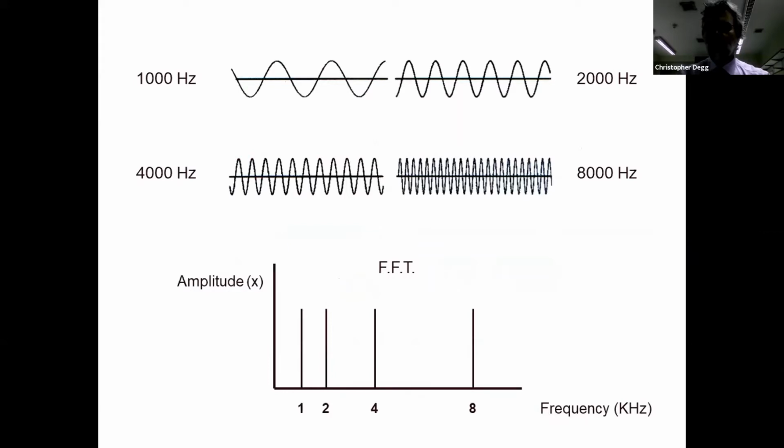We can express sound as frequency. So how often do you get these waves of rarefaction and condensation? And we can also express that in this graph called a fast Fourier transform. And so for each of these different frequencies, we have a single line based on frequency and amplitude. So that's how you can express sound as well.